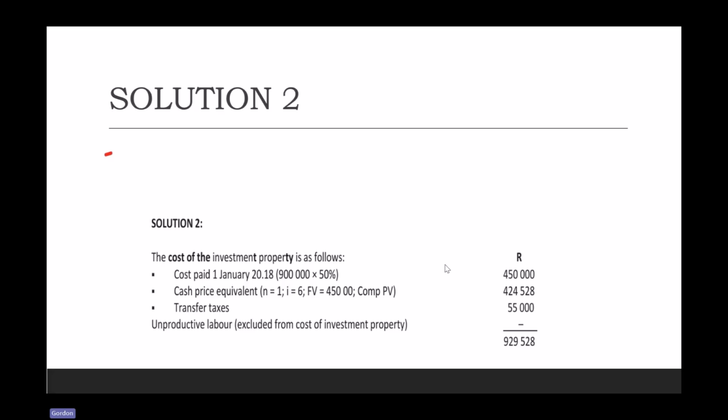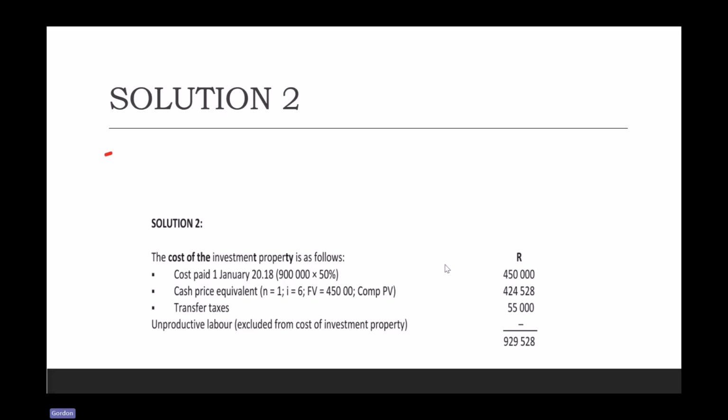It's very important that you write the parameters down. We mark it. So even if you get the answer wrong, the fact that you said N is 1, I is 6, future value 450, you get marks for that. In an exam, what we mark is the parameters: what is your N, what is your I, what is your FV. We don't mark the answer, the 425,528. If you get it wrong, it doesn't matter.